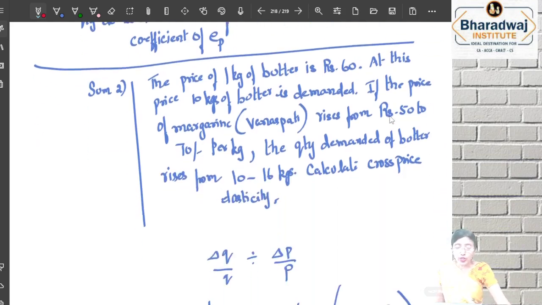So I have to have 2 quantities. Quantity demanded of butter rises from 10 to 16 kgs. So this will be my numerator commodity. And the price of margarine rises from 50 to 60, this will be my denominator. So the numerator is butter, the denominator is margarine. Okay, so now we can fix the formula.